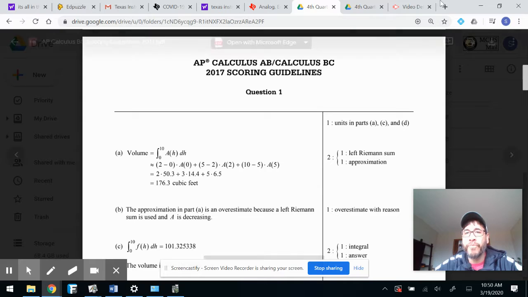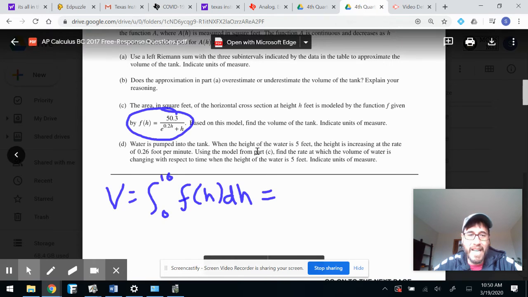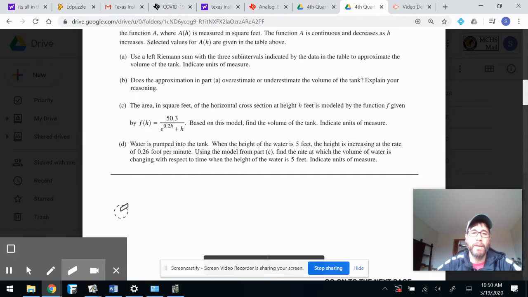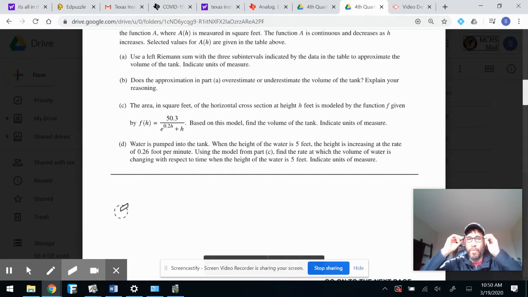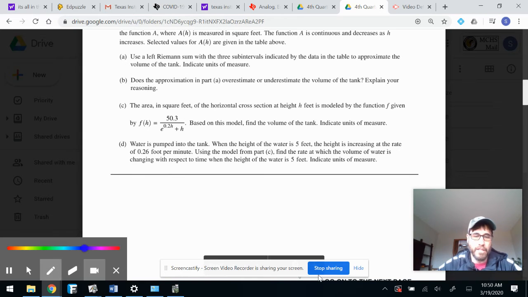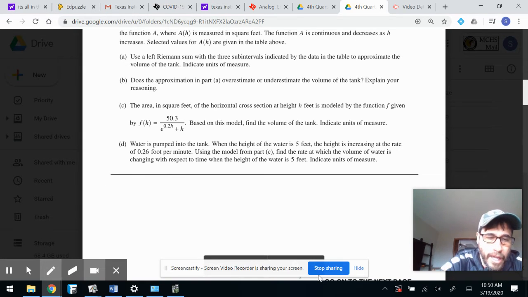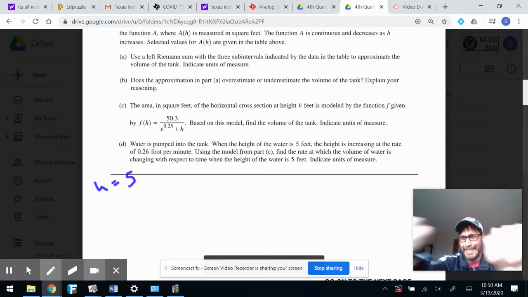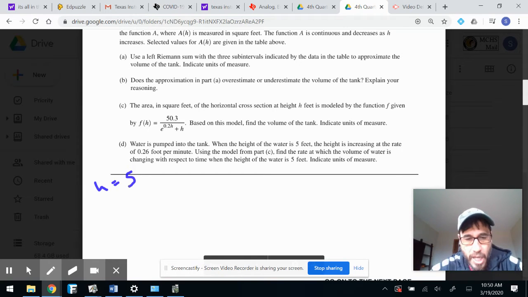All right, here we go. Let's get this first question done here. Let's go ahead and erase that. And here we go. D: water is pumped into the tank when the height of the water is 5 feet. So the height of the water is 5 feet. Let's check this out. I'm going to start writing down important stuff. H, because that's what Mr. Tanaka told me to do. Actually, hit pause. Try it on your own. Okay, unpause. h equals 5.